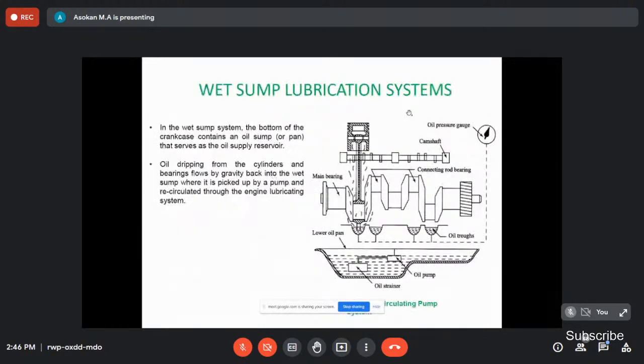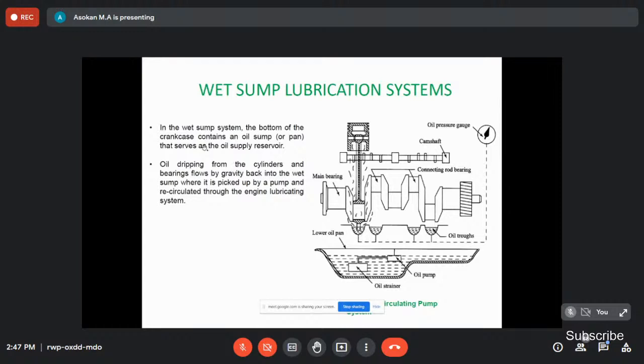And now the wet sump lubrication system. Here there is the sump, the oil sump, which is the crankcase. There is an oil strainer and a pump that pumps the lubricating oil. In the bottom of the crankshaft, there is a scoop attached. While the crankshaft rotates, when it comes to the bottom, it takes the oil from the oil sump and sprays it to all the components.